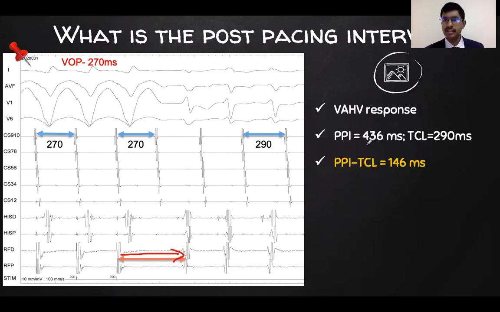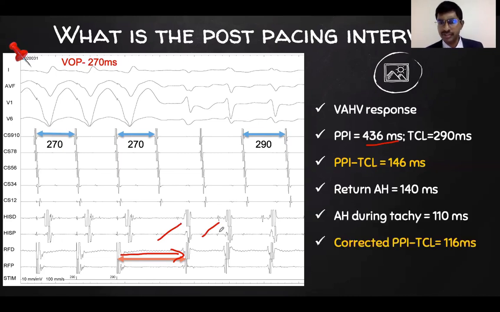Post-pacing interval here in this case is 436 milliseconds. Difference in PPI and TCL is 146. See the return cycle or the resumption of the tachycardia, a very long AH, expected because of the decrement in the AV node. So let us correct for these AH differences. Even after correcting for the AH differences, the corrected PPI minus TCL is still more than 110 milliseconds, thus favoring an AV-NRT circuit in this patient.